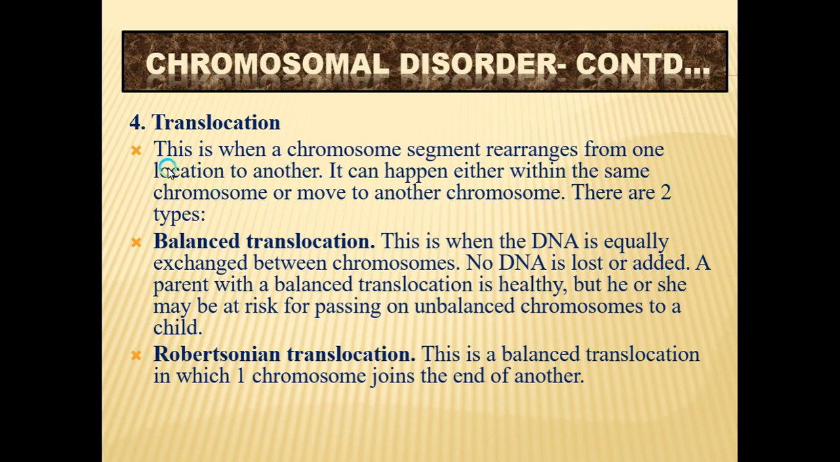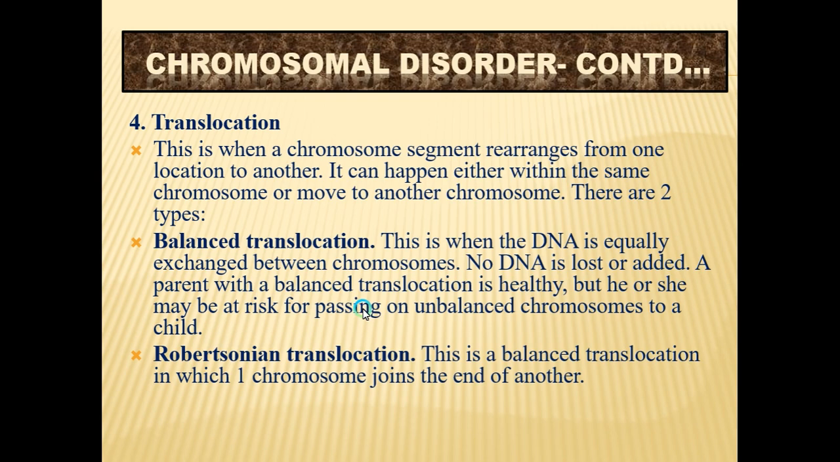So there are two types. One is balanced and the second is Robertsonian. Balanced translocation is where the DNA is equally exchanged between the chromosomes. Equally exchanged means, for example, with chromosomes 1 and 2, if a small part goes from chromosome 1, it will attach to chromosome 2 and the same part will come and attach to chromosome 1. So that is why no DNA is lost or added.